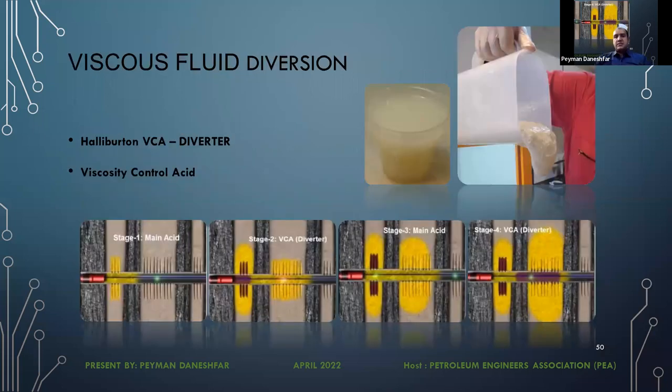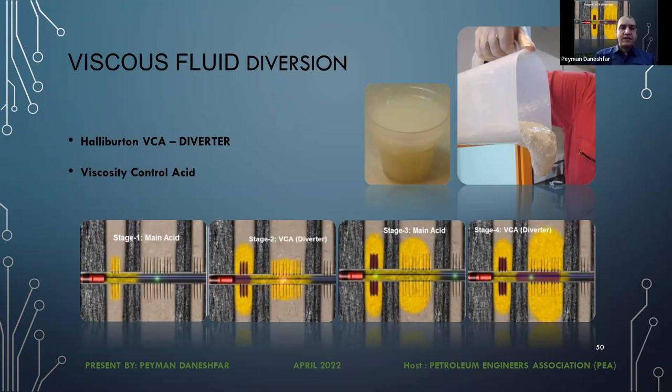Another one is viscous fluid diversion. Viscous fluid diversion is an acid mixed with some polymer, gel, or surfactant to become a viscous fluid. As you can see here in a glass, this is one type of viscous fluid diversion. It is the VCA diversion. The VCA diversion was from the Halliburton company in the past, and it is named viscosity control acid.